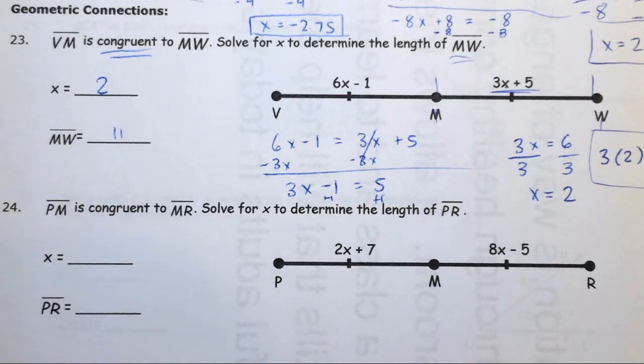Alright, next one, 24. PM is congruent to MR. Solve for x to determine the length of PR. Alright, well, real quick, you try and set up the equation.